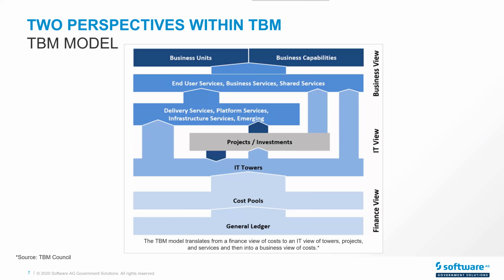The next view that we get from TBM is the actual model. And this model is the actual translation of actual transactional cost pulled in from the ledger and brought into the cost pools. And then they're rolled up into towers. And then we look at the projects and investments that are going on. And as we think about projects, projects are where we fund change. And that's where we ask for money to be spent on change and to innovate.